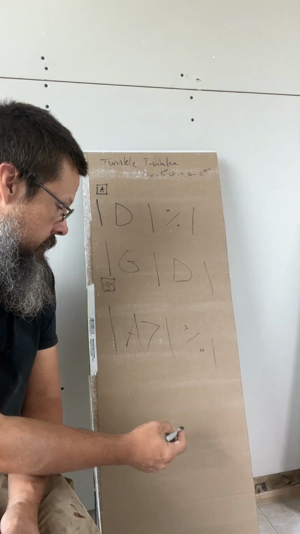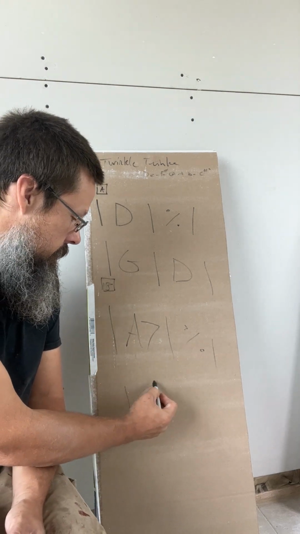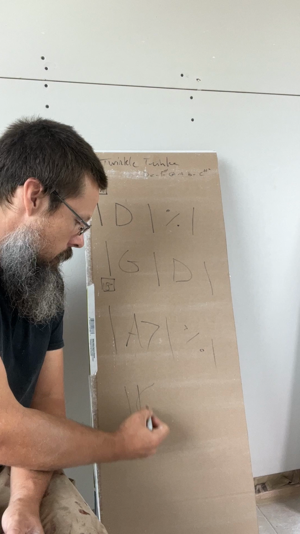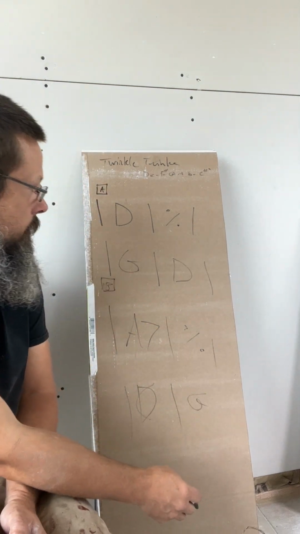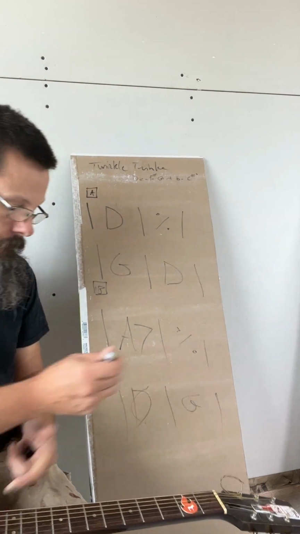So what we did is we just did it twice. We went back to the D. Ooh, I wrote it backwards. That's fine. D, and then we did the G again after we held out the D for 2 measures again.